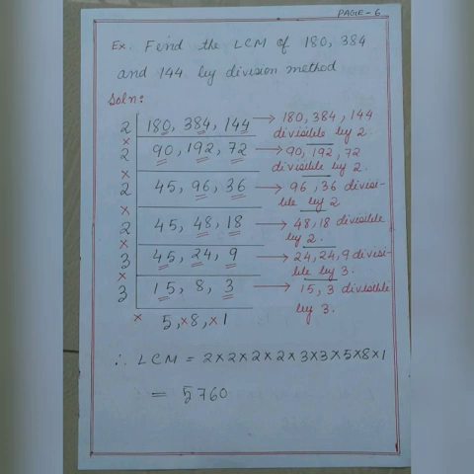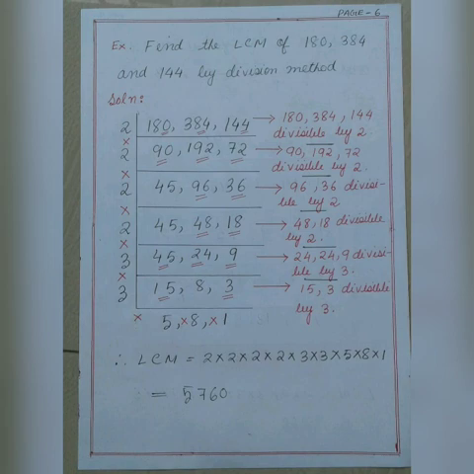Now we can see that 96 and 36 are divisible by 2. So 45 I have to write as it is because it is not divisible by 2. If I divide 96 by 2, we get 48. If I divide 36 by 2, we get 18. Now again 48 and 18 are divisible by 2.